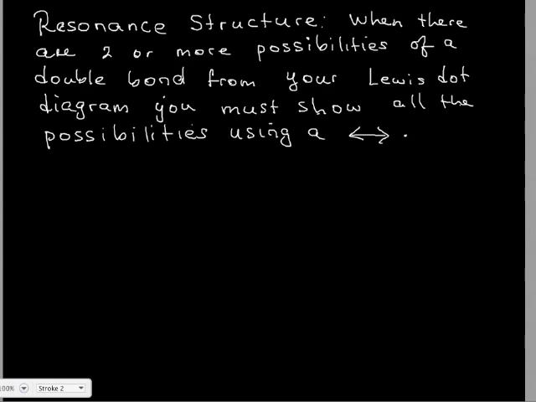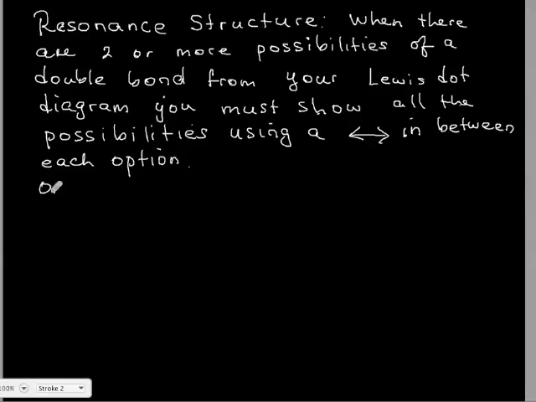I now want to consider the resonance structure. When there are 2 or more possibilities of a double bond, from your Lewis dot diagram, you must show all the possibilities with a double-headed arrow in between each option. Let me show you an example.